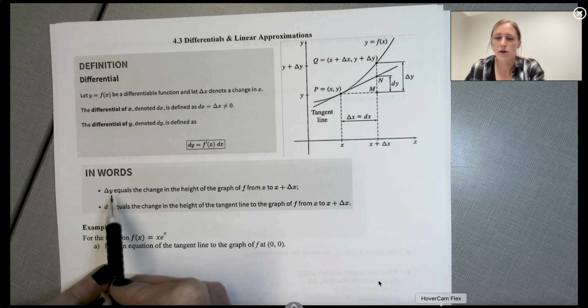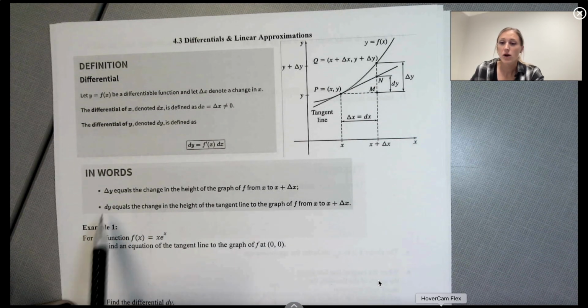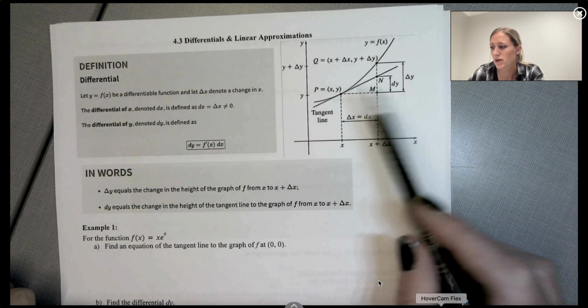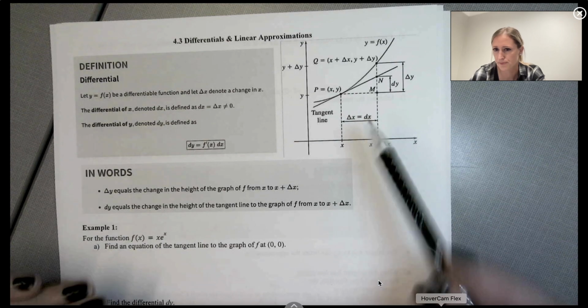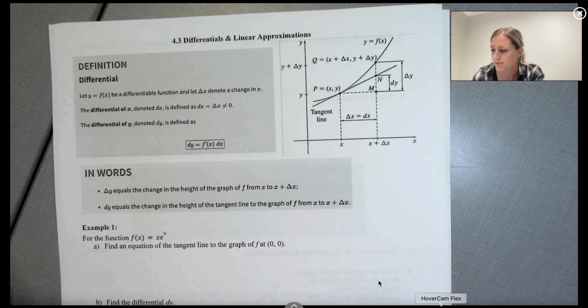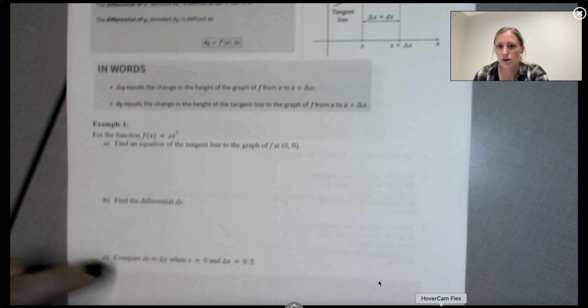Delta y, we've seen that before when we're finding slope. Change in y is another way to think about that. dy is still a change in y, but it's with regards to the tangent line. Here's a picture to illustrate some of that as well, where this is our tangent line and this is my function f. These are the kinds of problems we're going to see with regards to differentials.